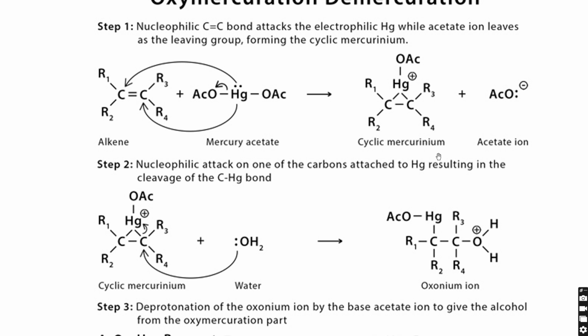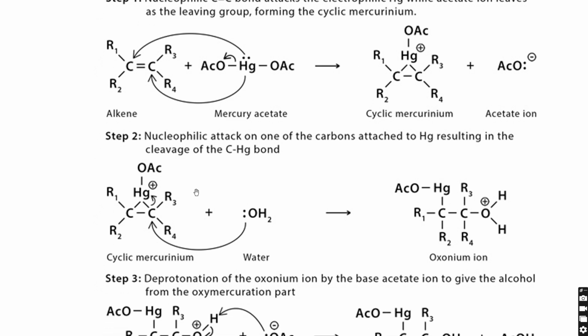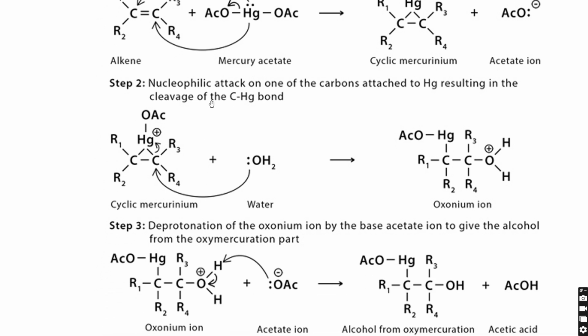mercurinium ion. Okay, the electron donation from the carbon-carbon double bond can go to the mercury, and this mercurinium ion can be generated. This mercurinium ion can immediately get opened up in presence of moisture. Okay, nucleophilic attack on one of the carbons attached to mercury, resulting in the cleavage of carbon-mercury bond. So we get this oxonium ion by the attack of water molecule.